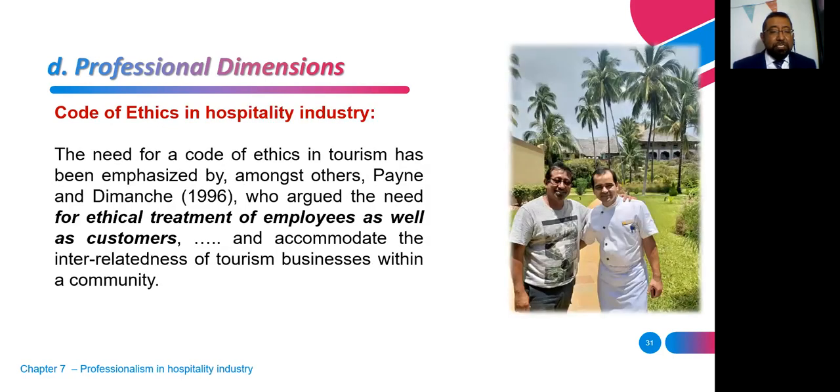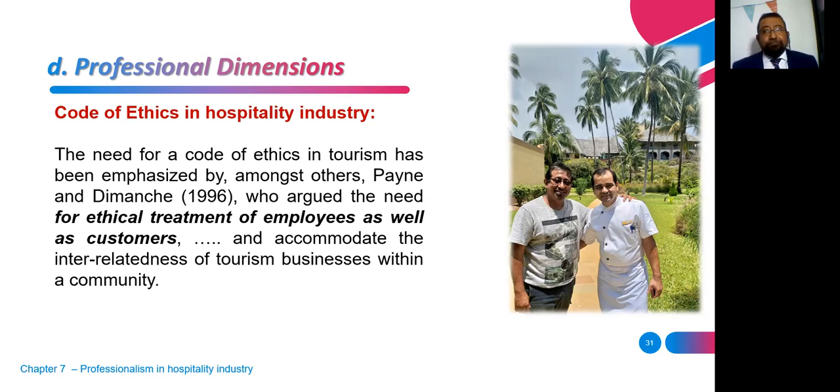I will tell you an example, but let's see before that, in the hospitality industry, why we need it. The need for a code of ethics in tourism has been emphasized by, amongst others, Pine and Manch, 1996, who argued the need for ethical treatment of employees as well as customers and accommodate the interrelatedness of tourism business within a community. What do we mean here?